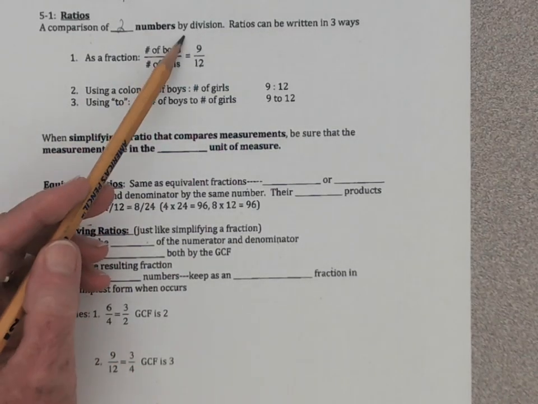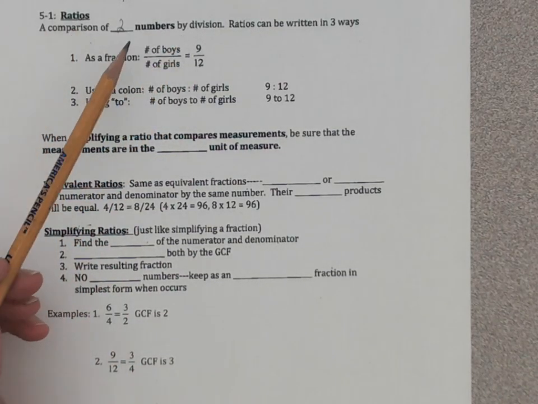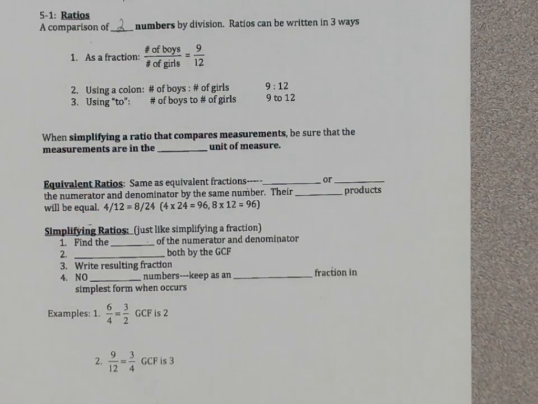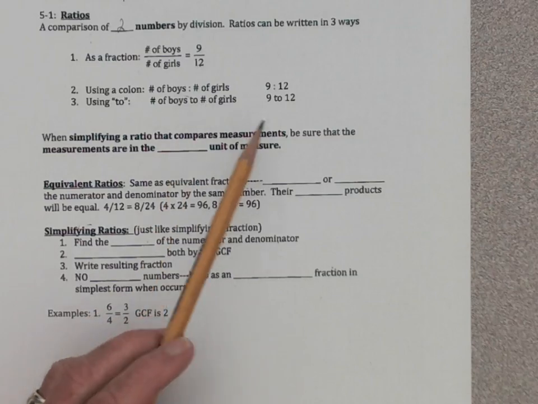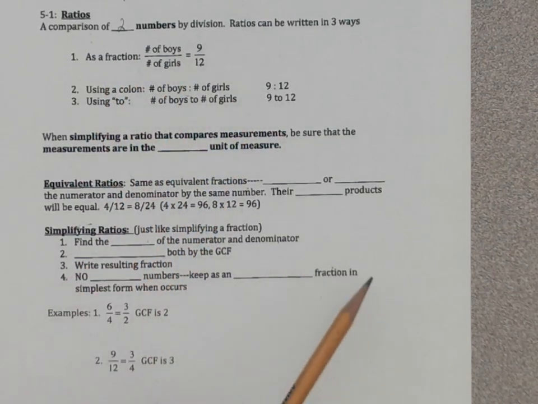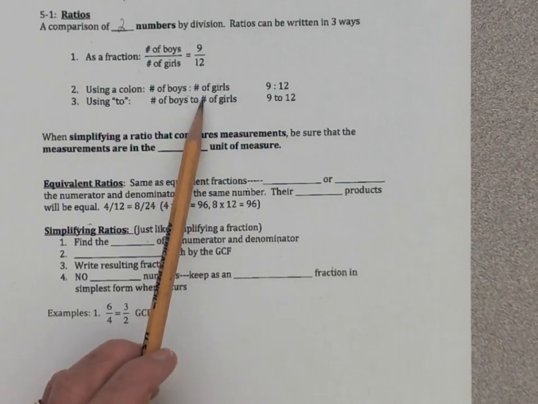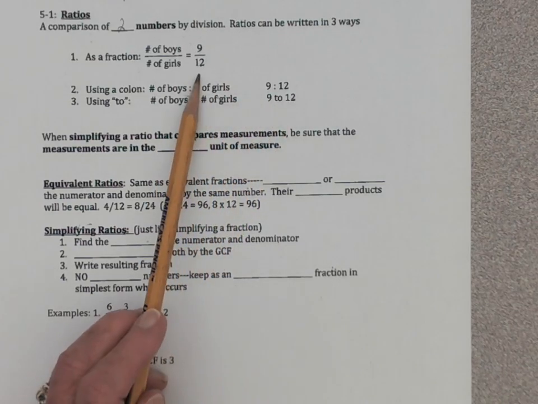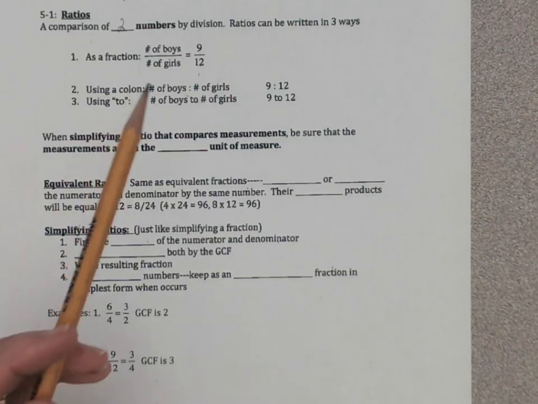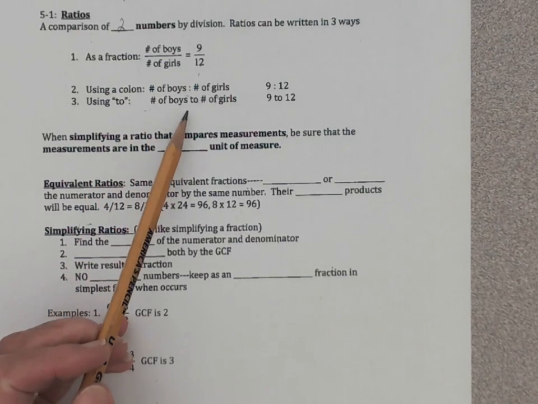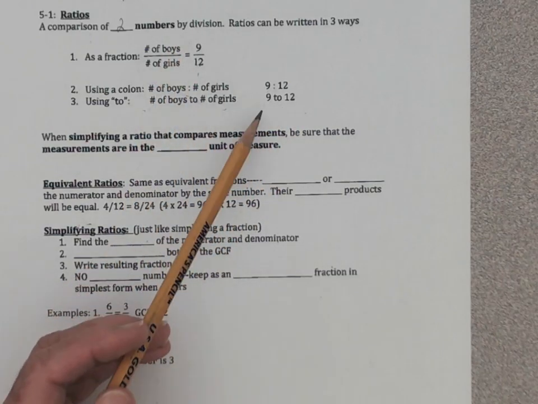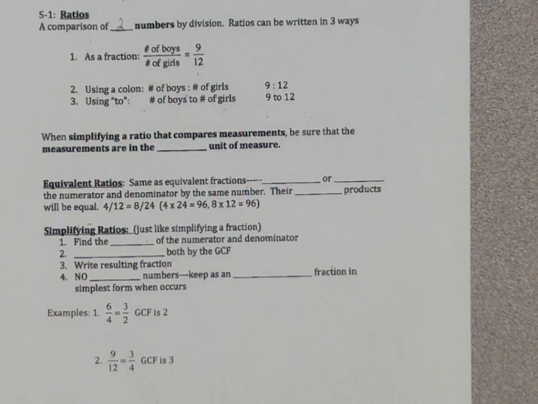We can write it as a fraction. So if we're comparing the number of boys to the number of girls, we can write it as boys to girls. You can use the colon. The first number is the number that would be your numerator. The second number would be your denominator. It's important that you remember that the order does matter. And here, if we have boys to girls, we can do 9 to 12. Again, numerator is the first number, denominator is the second number.